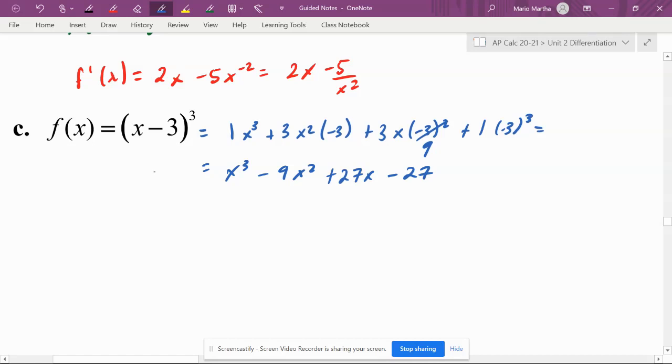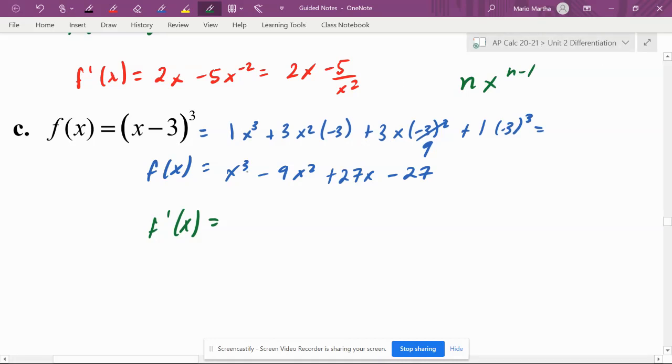And then again, that's still f of x. We still want to find f prime of x, and that's going to be our next step. So f prime of x. Again, this is just to get you guys used to doing it a lot quicker, right? We're applying the power rule again.